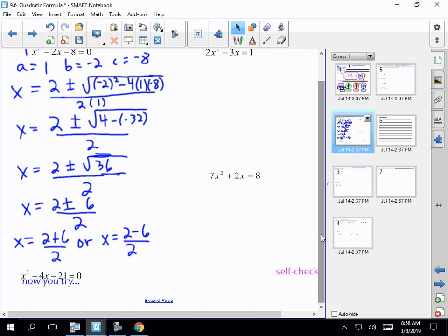If it weren't, we would stop right here. I'll show you what that looks like. We would stop right here. It's just like completing the square if it's not a perfect square. It's actually more work if it is.